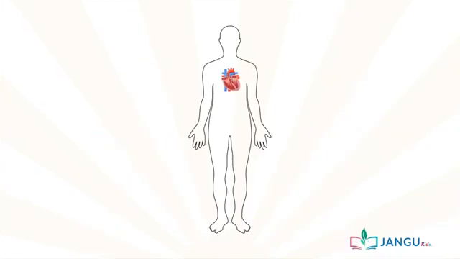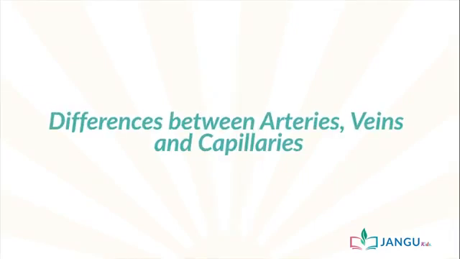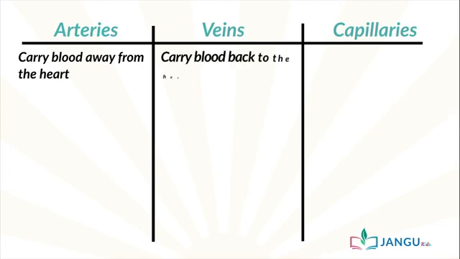Blood circulation is a continuous process in which blood flows out of the heart through the arteries to the body. The process continues to the capillaries, from where blood flows to the veins and back to the heart. What are the differences between arteries, veins, and capillaries? Take a look at this table. Arteries carry blood away from the heart, veins carry blood back to the heart, while capillaries connect arteries and veins.